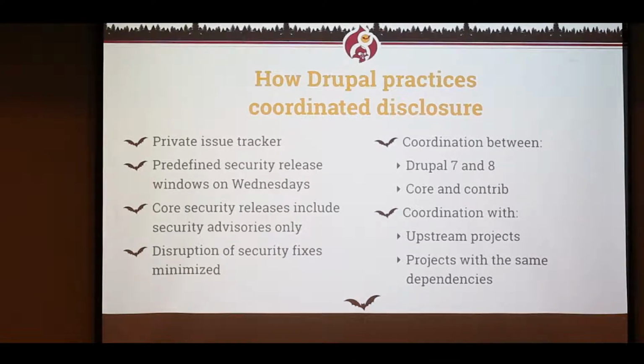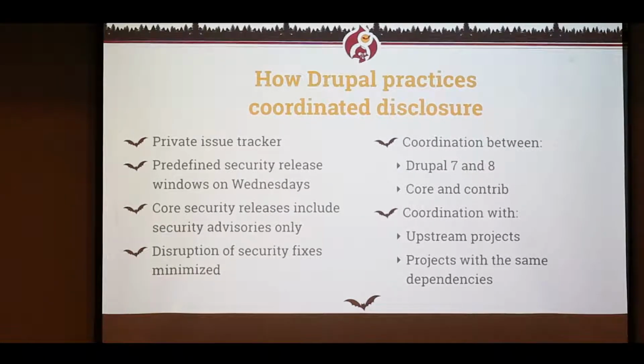To facilitate coordinated disclosure, Drupal security issues are reported in a private issue tracker that only the Drupal security team has access to. We release each fix with a security advisory during predefined security release windows on Wednesdays. For core, no other fixes are included in a security release beyond what's needed to fix the vulnerability, and we try to make the security fixes themselves as non-disruptive as possible. The goal of all of this is to allow site owners to apply their security updates immediately, at a predictable time, without worrying that their sites are going to break.